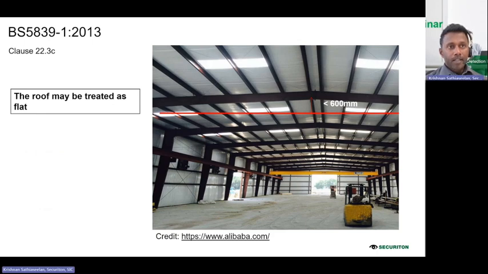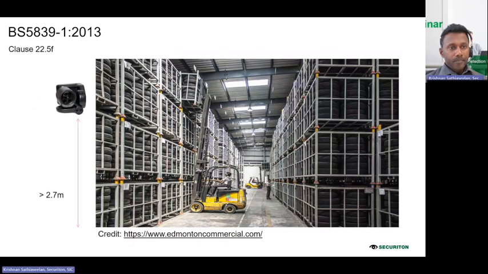And as well, the roof may be treated as flat, depending on the apex of the building. So as I said, anything less than 600 mm is considered a flat ceiling. Then you can use it as normal detection, 7.5 meters from the start and 15 meters in distance between them. And we can also see here in clause 22.5F, we have less than 2.7 meters. When you have different heights, we shall also install the beam as well.